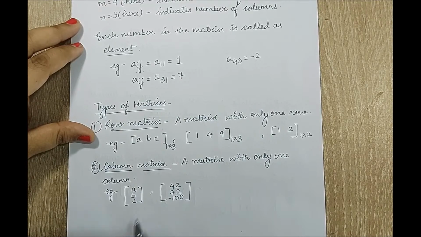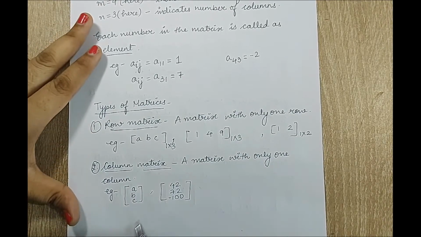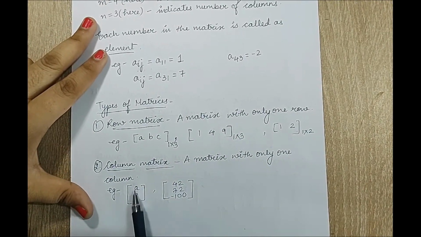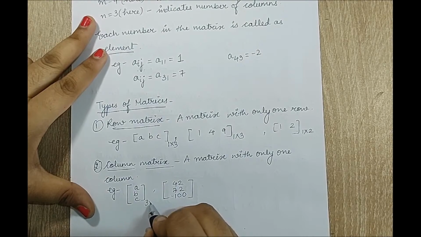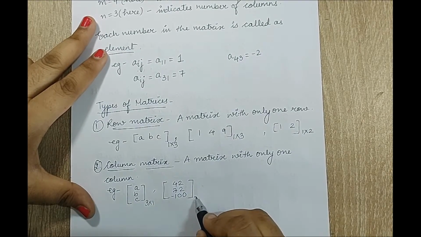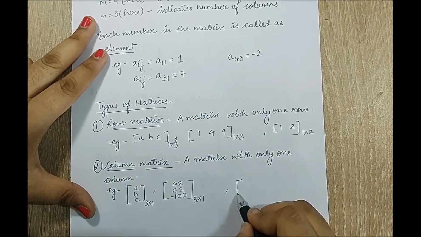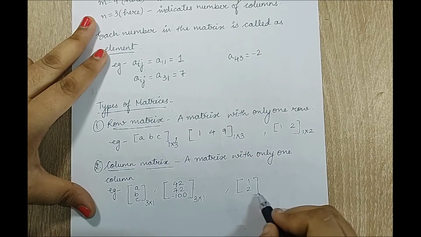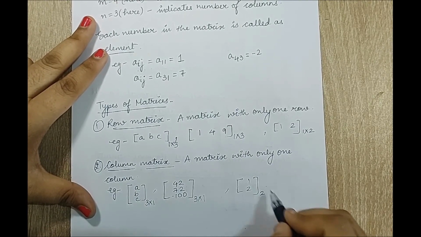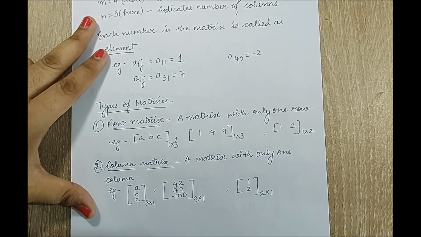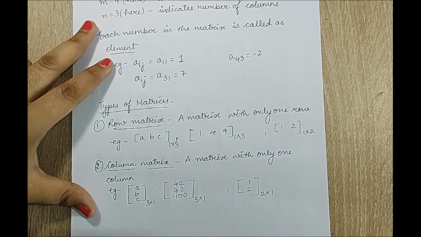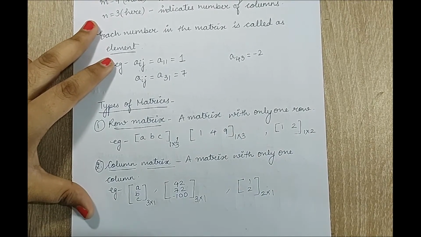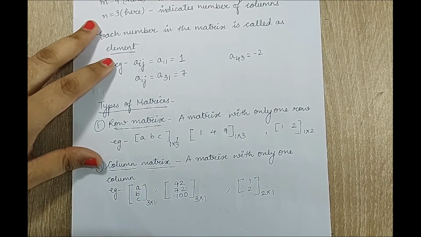Column matrix means the column number should be 1 and there can be n number of rows. So here if you see there are 3 rows and there is only one column. Same way here 3 rows, 1 column. You can have 1, 2. This is going to be 2 rows, 1 and 2, and there is only one column. So it is 2 by 1. So this is how a row and column matrix is represented.